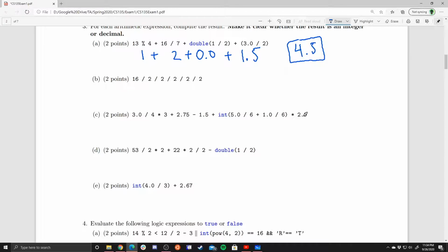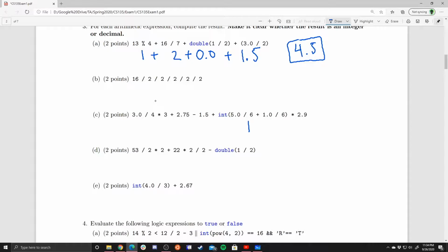So this one's kind of a weird one right here, right? So let's do this one. Let's go ahead and work this one out. So we're going to first do what's inside the parentheses again. So we had this really weird 5.0 divided by 6 plus 1 divided by 6. So this result would actually give us the result of 1.0 if we do these calculations correctly here. Then we typecast it to make it 1.